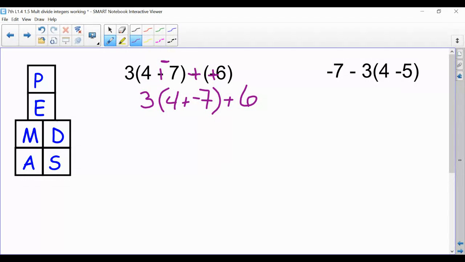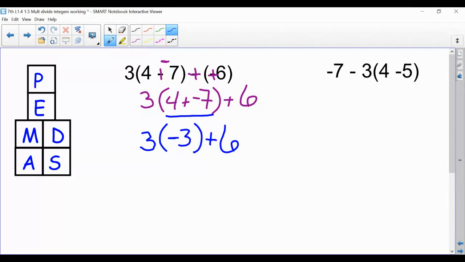So then when I look at my orders of operations, parentheses. Inside the parentheses, we have 4 plus negative 7. Different signs, find the difference. So 7 minus 4 is 3, and that becomes a negative 3. This 3 out front of the parentheses means multiplication. So we're going to bring it down just like that again. And at the end, we need our plus 6.